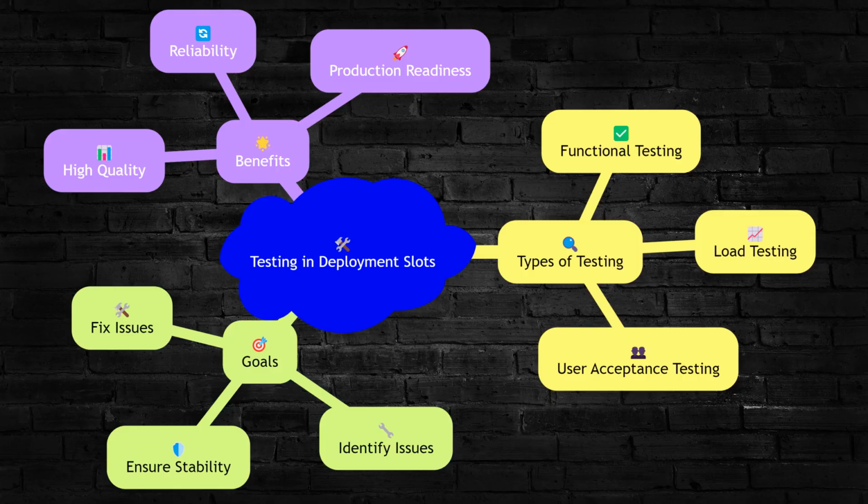Testing in deployment slots is crucial for ensuring the stability of your app. You can perform various tests such as functional testing, load testing, and user acceptance testing. By doing so, you can identify and fix issues before they reach the production environment. This helps maintain a high level of quality and reliability for your app.